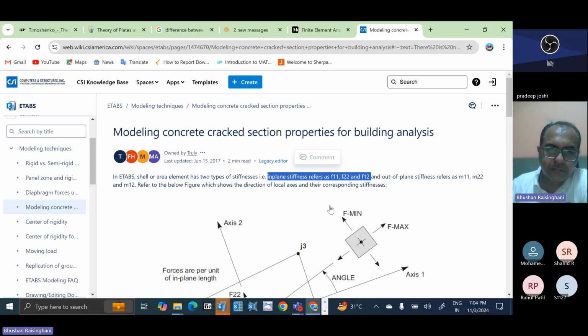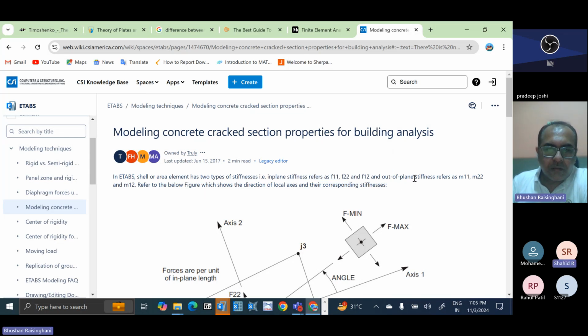Are you clear with it? So a shell or area element has two types of stiffnesses. In plane is given as a membrane. When you are modeling it as a membrane, it will take only axial forces. And it will not have M11, M22, M12. So membrane will not have these M values. Membrane will have only the F values. I hope I am able to clear that very specifically.